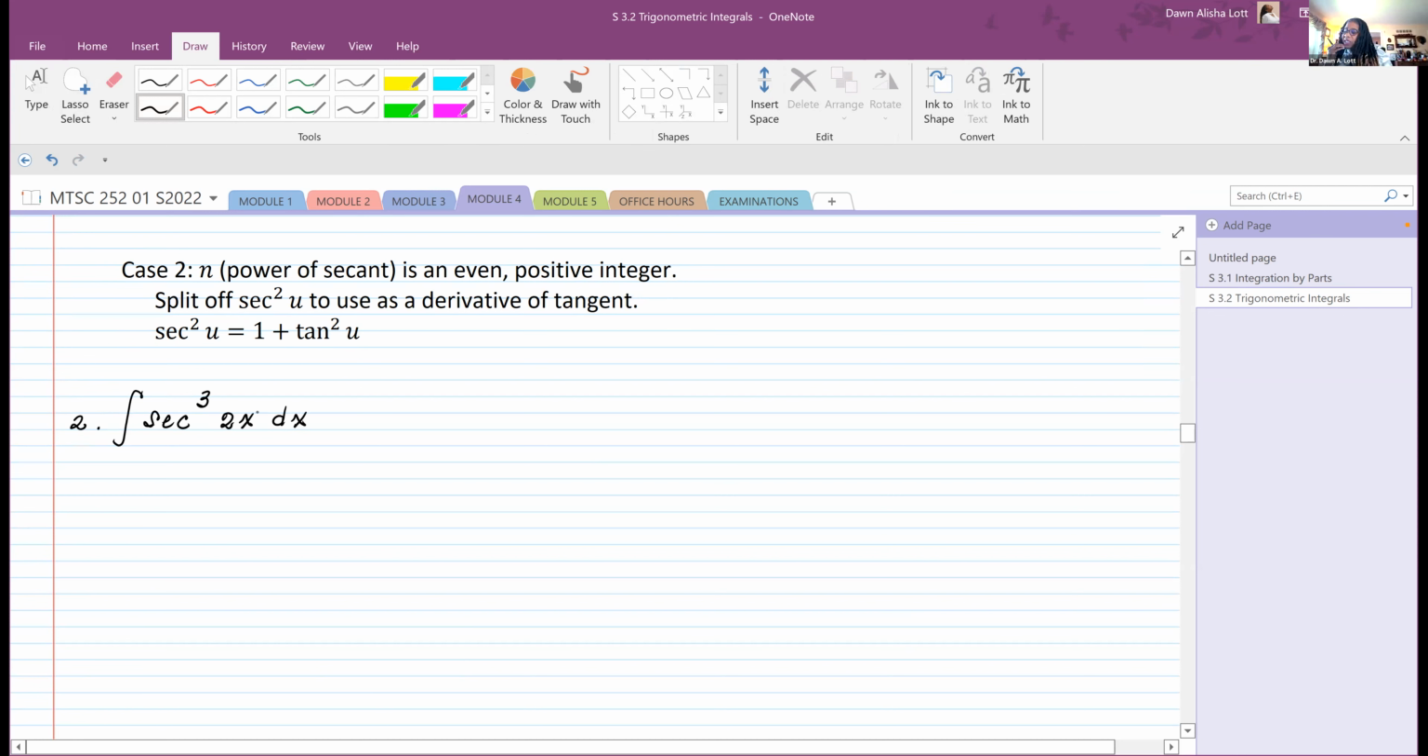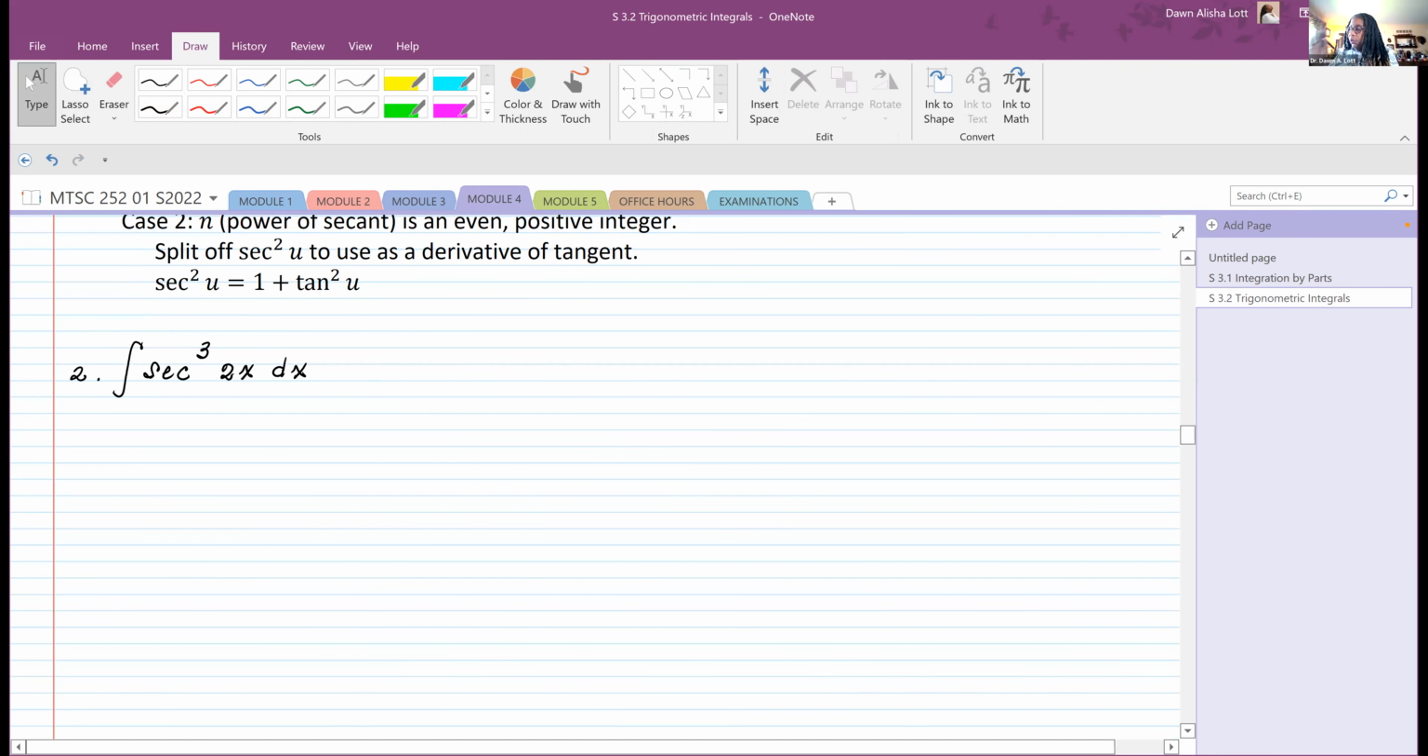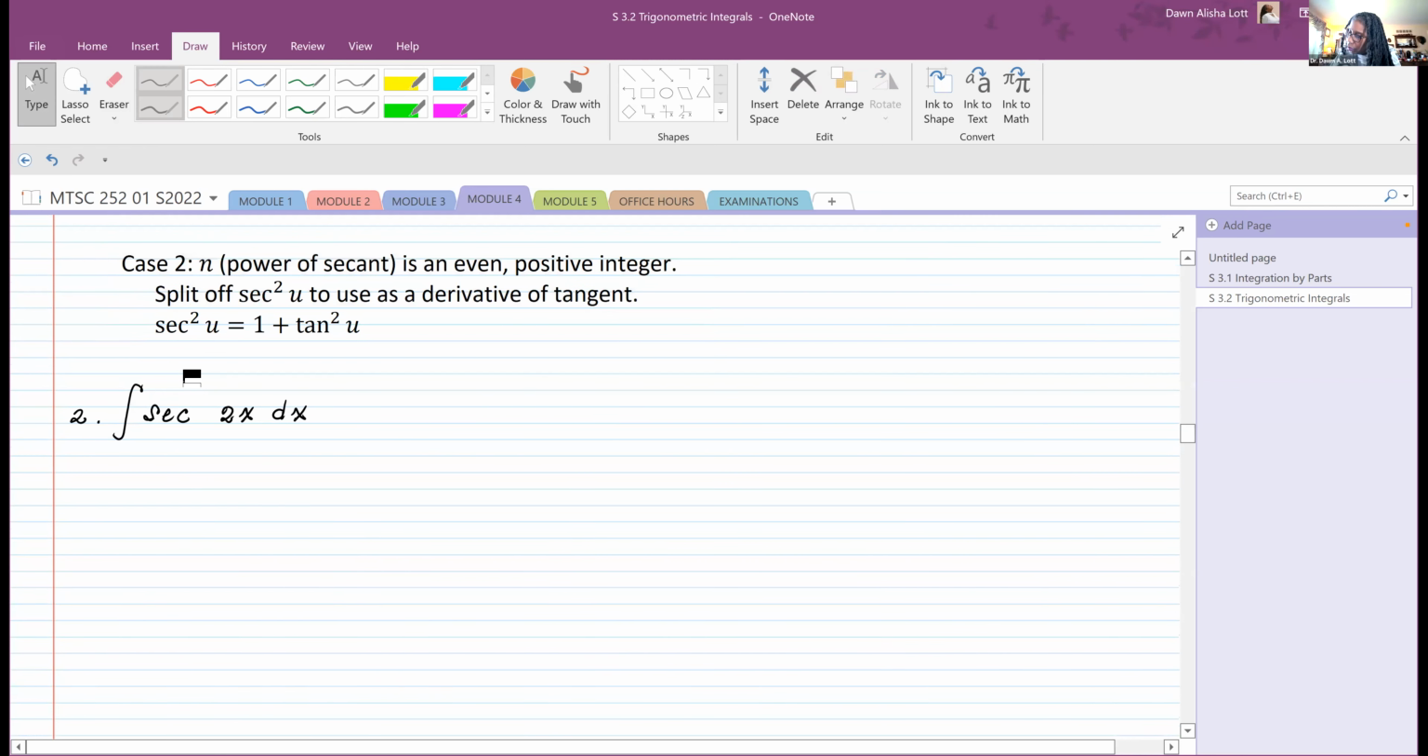So if I have something like this, number 2, I have the secant cubed of 2x dx. So I'm going to split off, well, that should be even. Let's make it to the 4th.